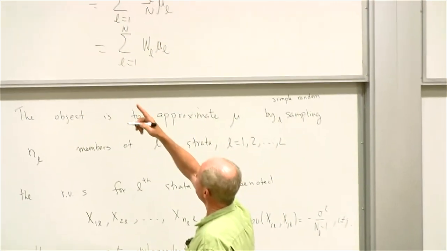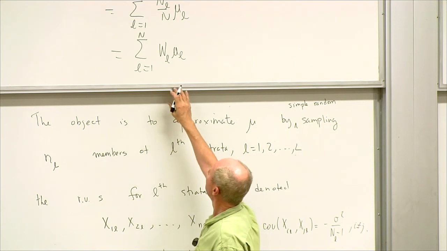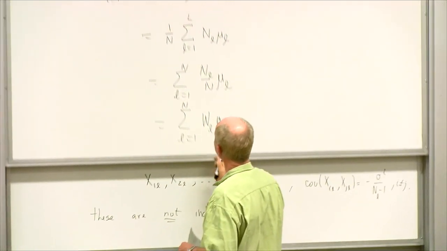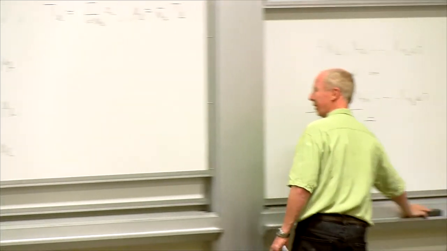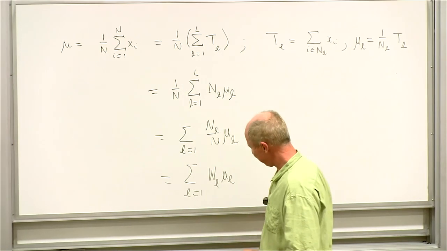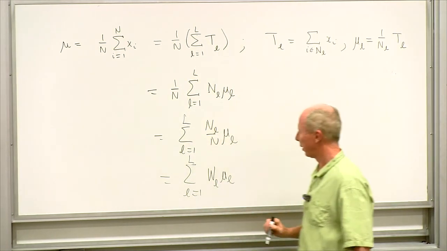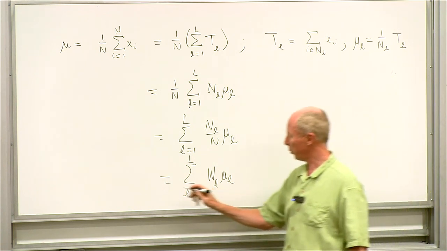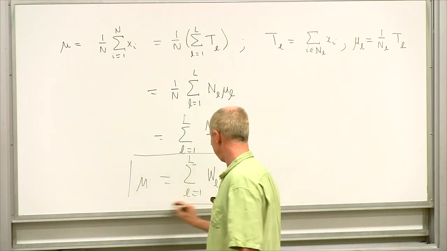Let's look at this equation. Mu equals the sum from L equals 1 to, oh no, I did it again. I switched from capital L to capital N. This is capital L here, sorry. Okay, so let's look at this. Mu is this.